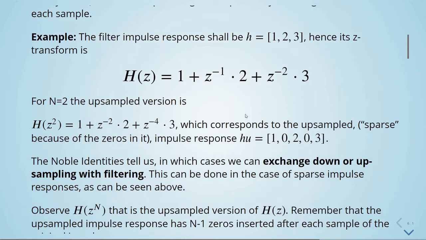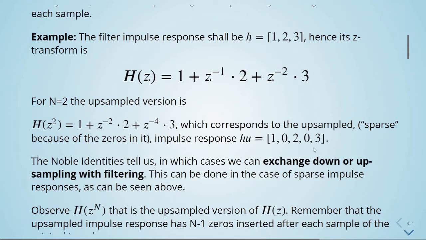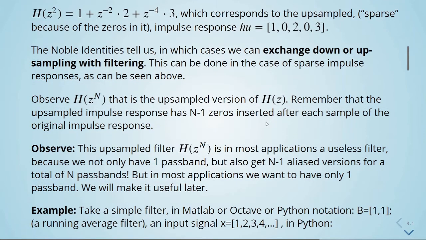So the noble identity will tell us in which cases we can exchange down or upsampling with filtering. This can be done in the case of sparse impulse response, as can be seen above. So observe that this frequency response H of z to the power of n is the upsampled version of H of z. So remember that the upsampled impulse response has n minus 1 zeros inserted after each sample of the original impulse response. As we can see here, this is the original impulse response, and this is the upsampled version.